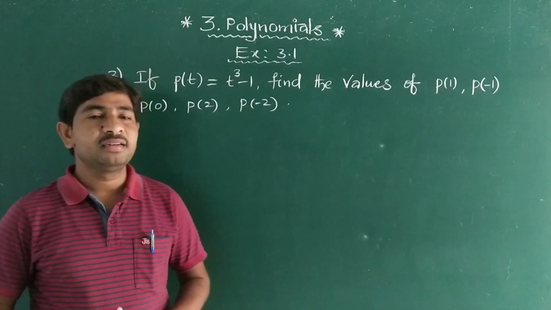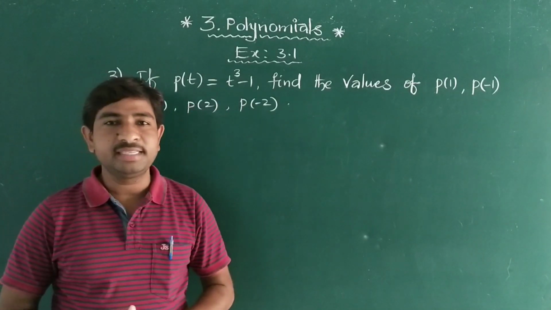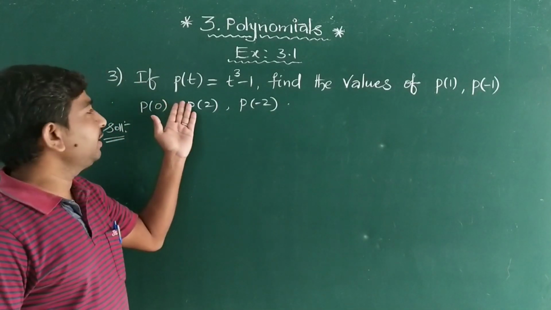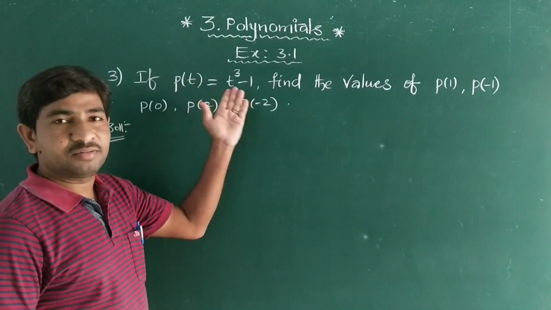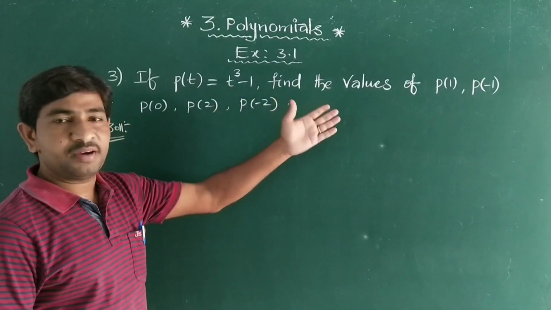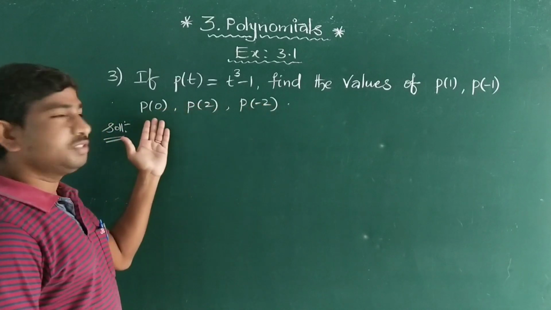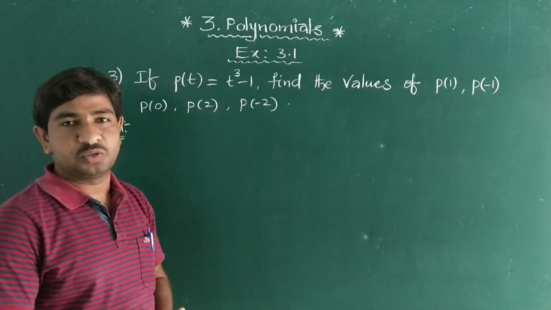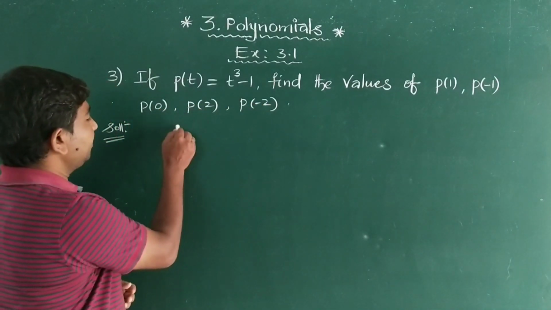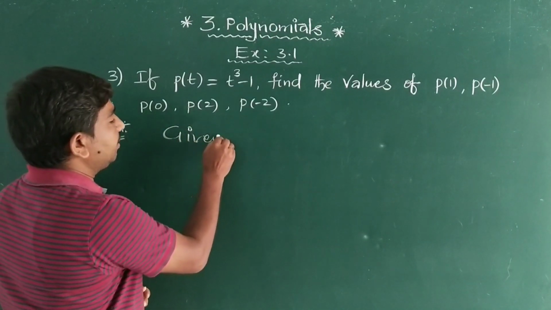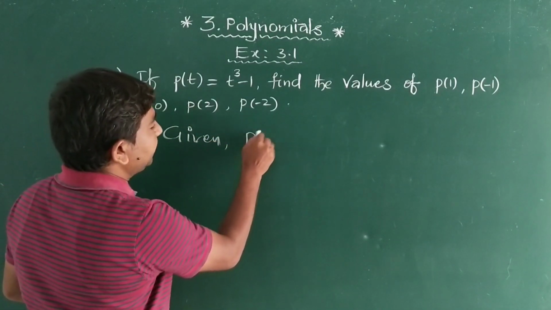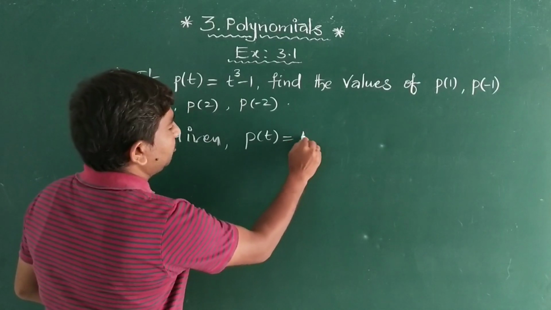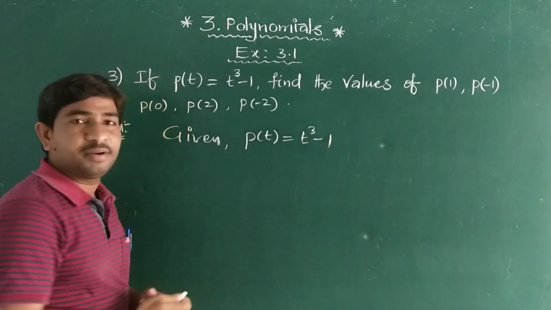Now let us see the third problem of this exercise. If p of t is equal to t cube minus 1, find the values of p of 1, p of minus 1, p of 0, p of 2, p of minus 2. So what is the given polynomial? Given p of t is equal to t cube minus 1. This is the given polynomial.